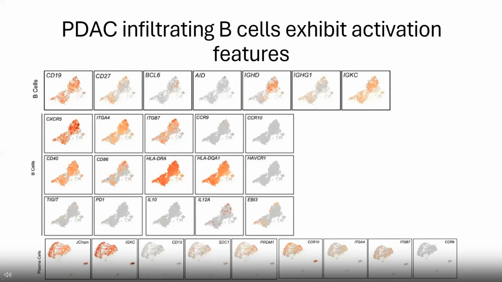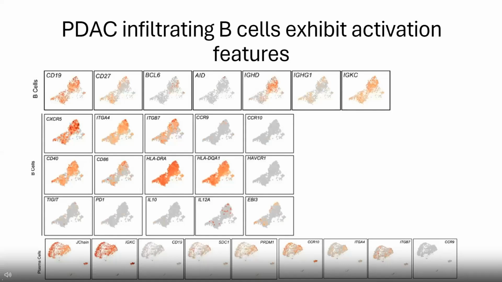In the bottom panel, you will see markers on the plasma cell. The plasma cells are featured by high expression of immunoglobulin genes, for example, Ig-kappa constant region. You can see the heat map here is much higher compared to what you see in the B cells. And then also some other plasma cell markers, JCHAIN and SDC1, PRDM1. Also, most of the plasma cells express very low level of CD19.